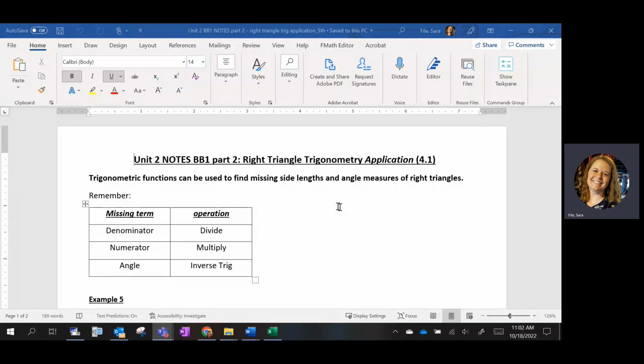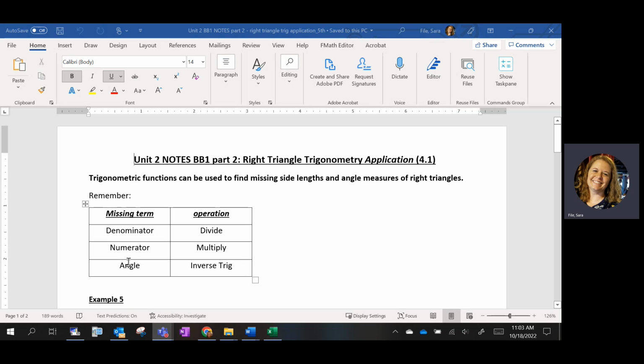Just a reminder on what math operation you're going to do to solve for the missing piece of your trig ratio, depending on what that missing piece is. So there's always three parts. You're going to have your numerator and denominator. Those are the side lengths. And then you're going to have an angle measure.